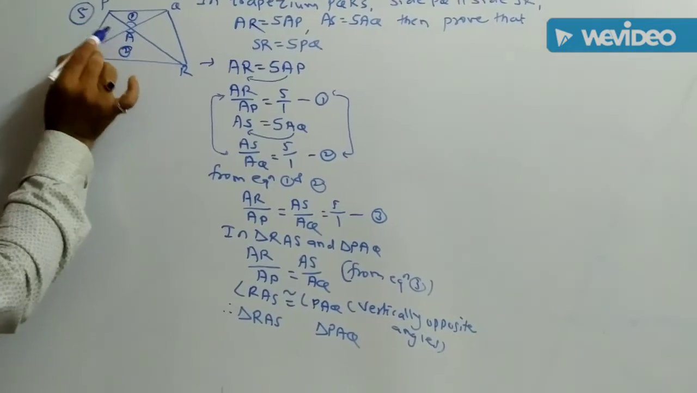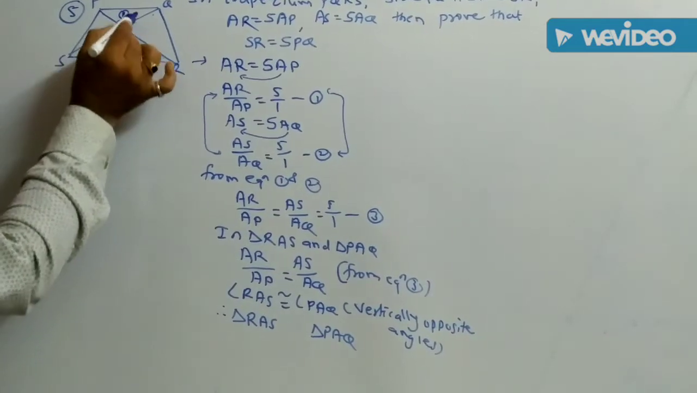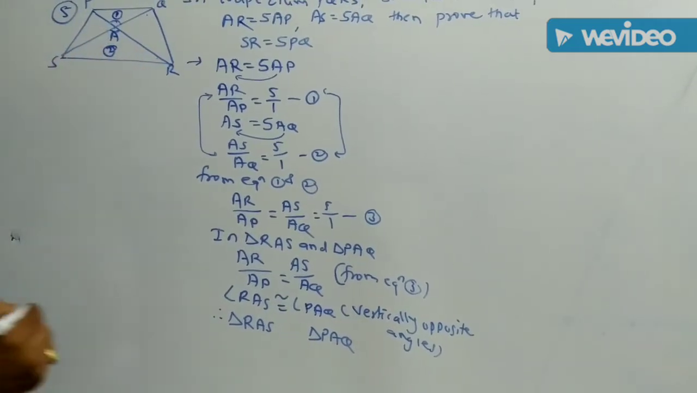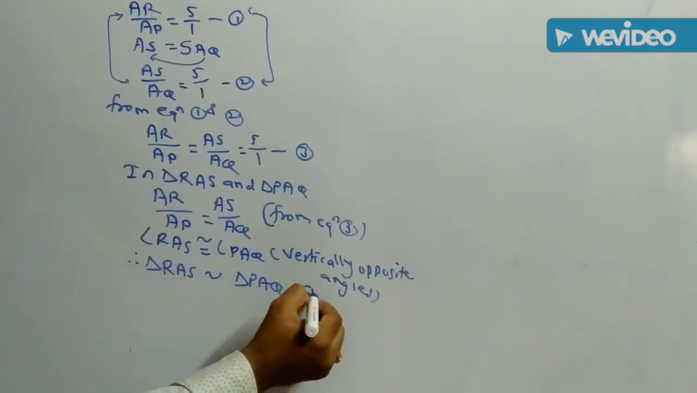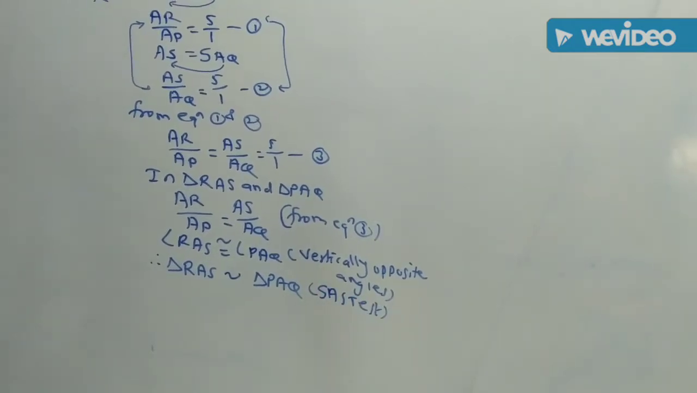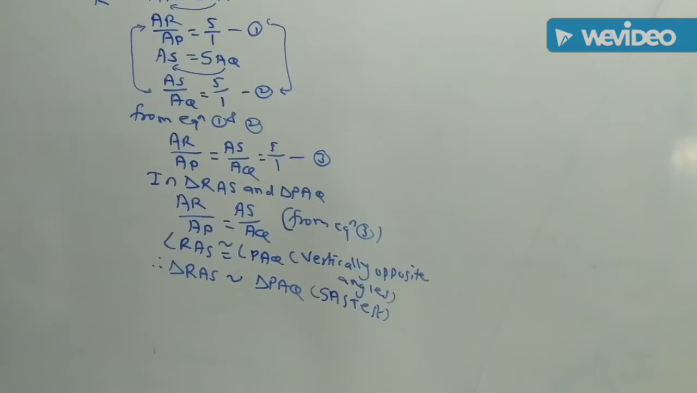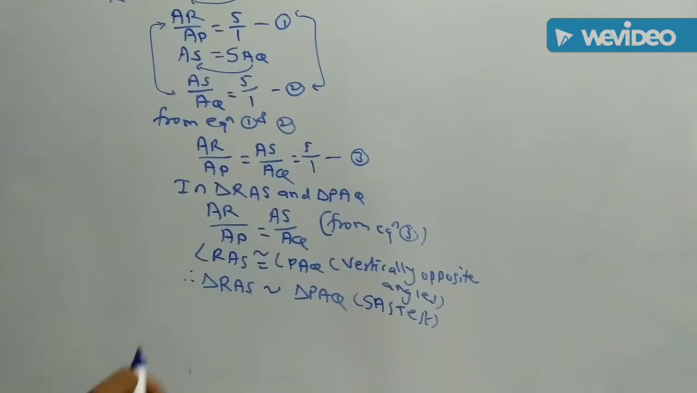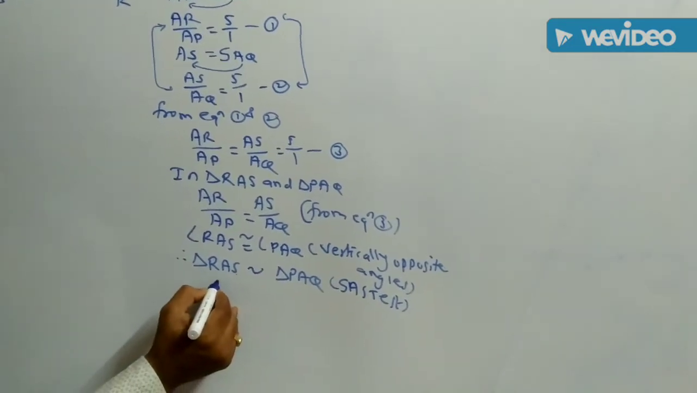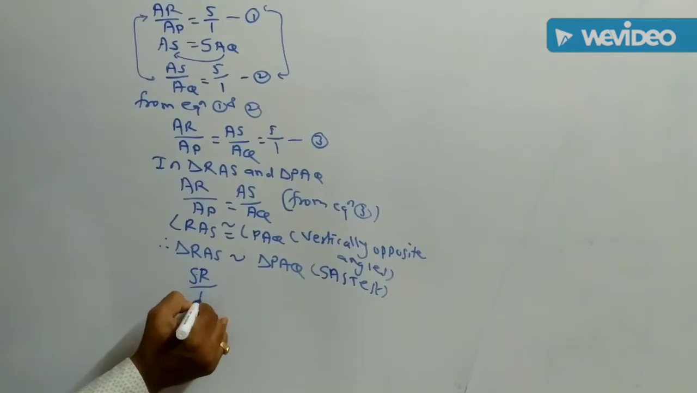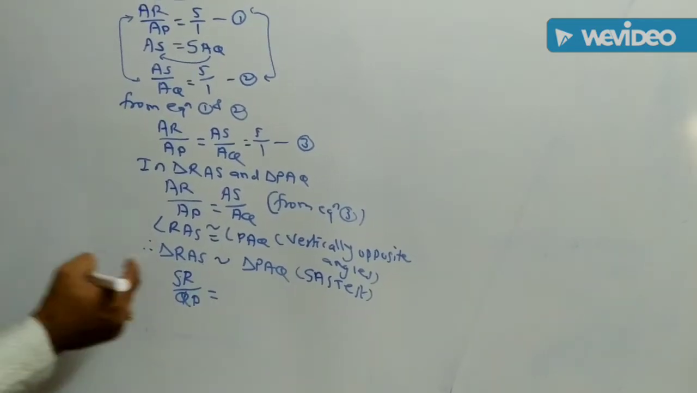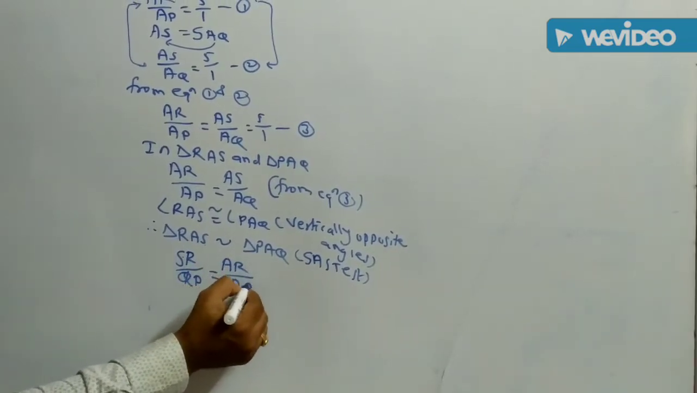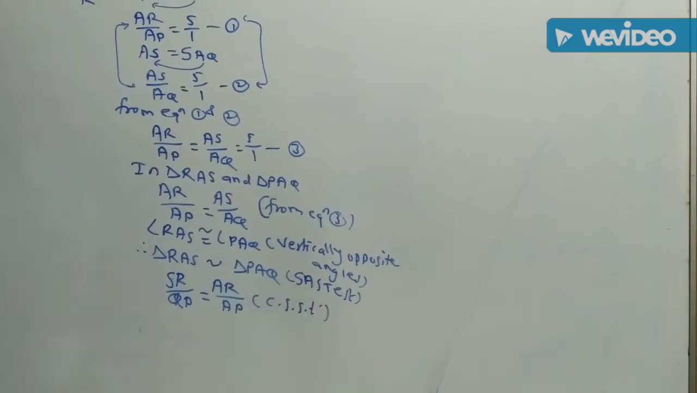two sides, that is AP and AR, AQ and AS, both sides are in same proportion and their included angle is congruent. Therefore, both triangles are similar by SAS test. Triangles are similar, therefore corresponding sides are in proportion, and therefore from this we can write SR upon QP, or PQ, that is we can write SR upon QP is equal to AR upon AP. Reason is corresponding sides of similar triangles.